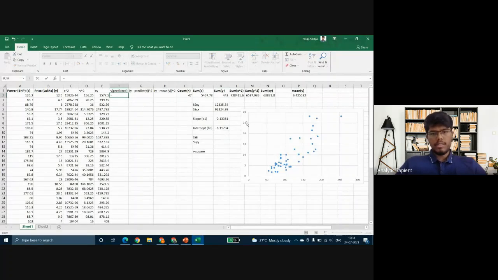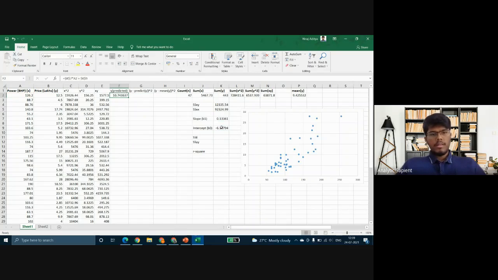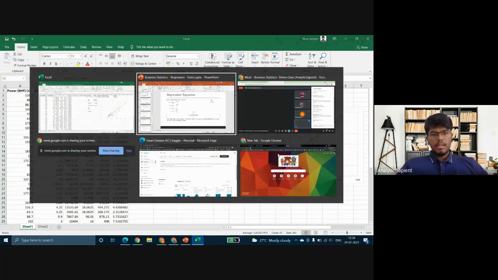So y equal to mx plus c, right? So y equal to m times x. Let's see. So this is what it is. As you see, this is the linear regression line which is formed. So this is the line which has the least sum of errors. This is the best line across all these infinite lines. And this is what we have.